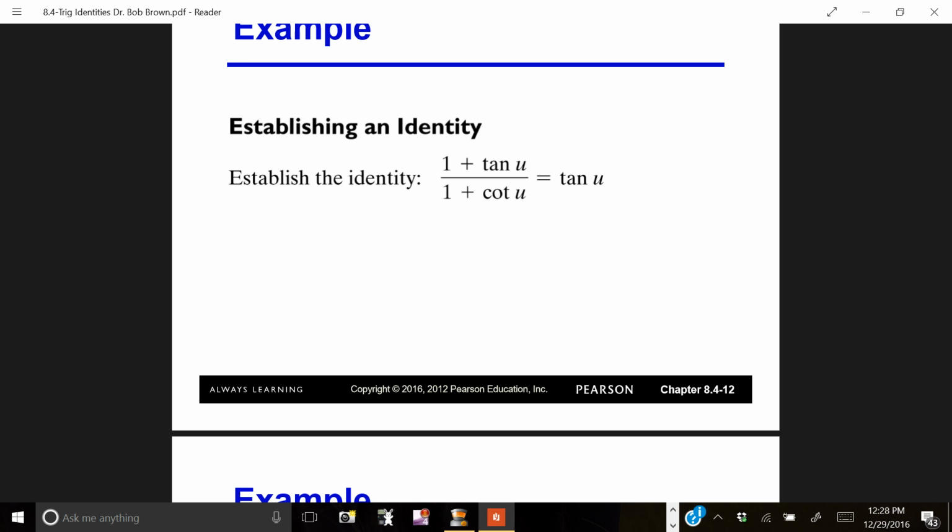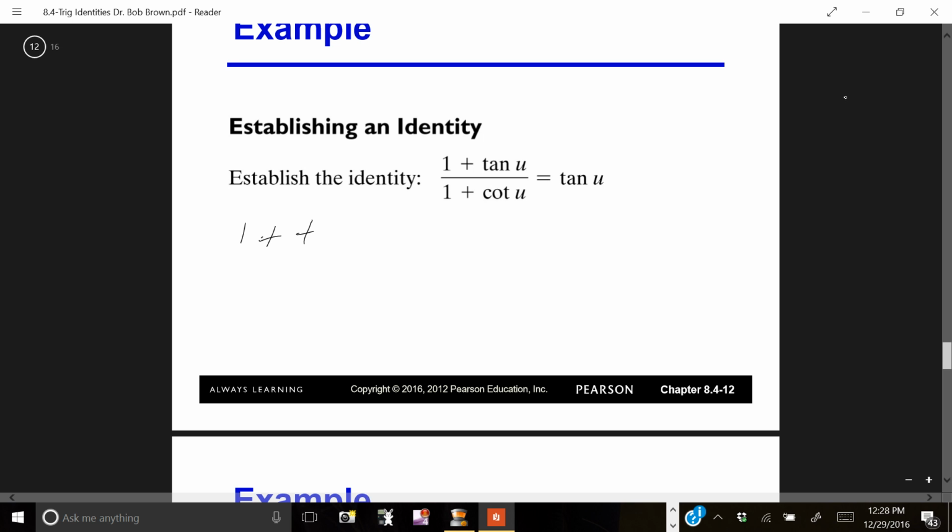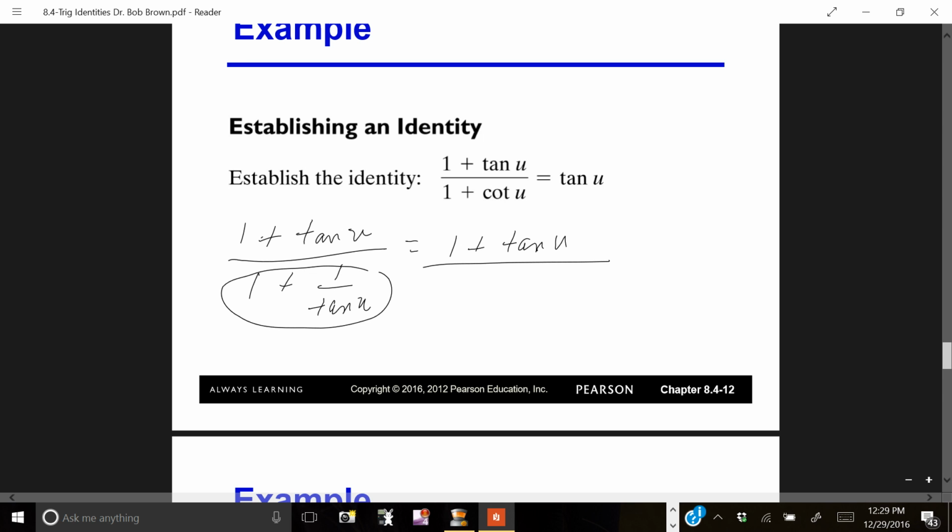Now we want to establish this identity by writing 1 plus tangent of u, and then realizing that cotangent of u is 1 over tangent of u, and we can continue to write this as 1 plus tangent of u, and the denominator is, notice that you can multiply this together and get 1 plus tangent of u divided by tangent of u.